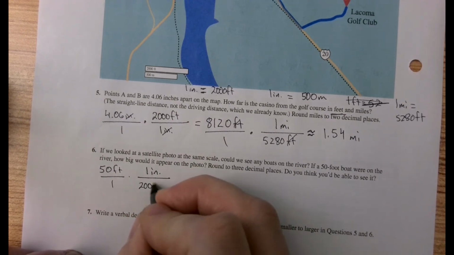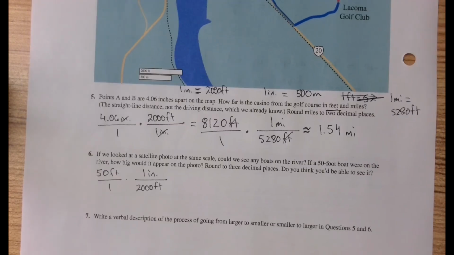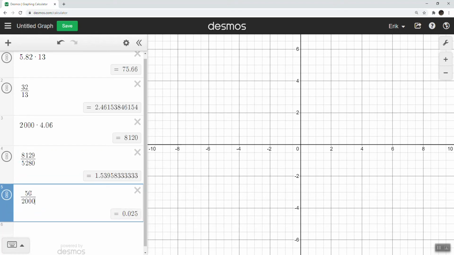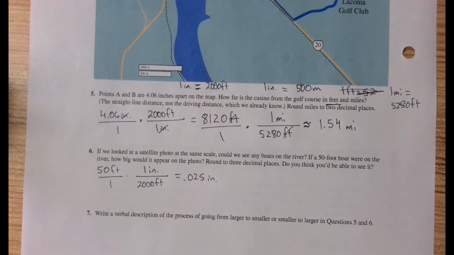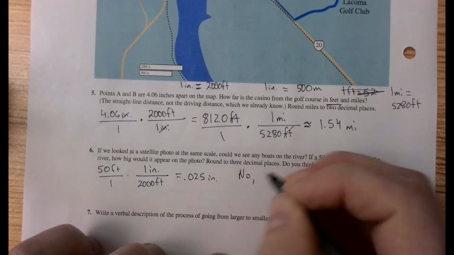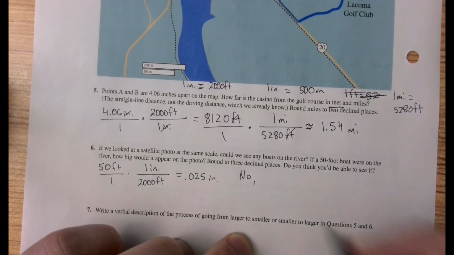So we'll do 50 feet divided by 2,000 feet. I should probably be able to do this in my head, but I'm not going to. So we got 50 divided by 2,000, and that gets us to 0.025 inches. Are we going to be able to view that? Probably not without a microscope. So I'm going to say no, or not microscope, but magnifying glass.